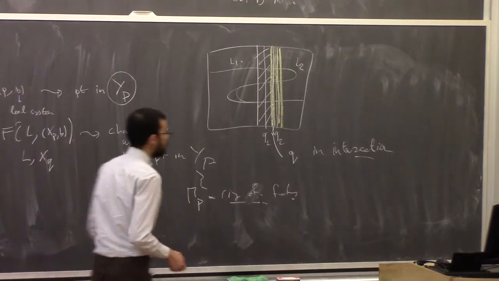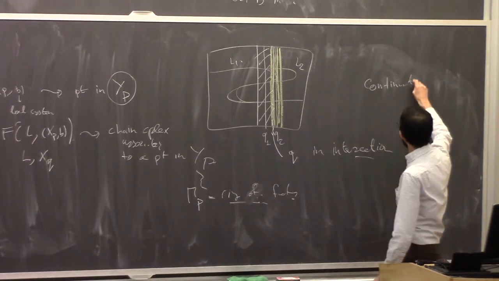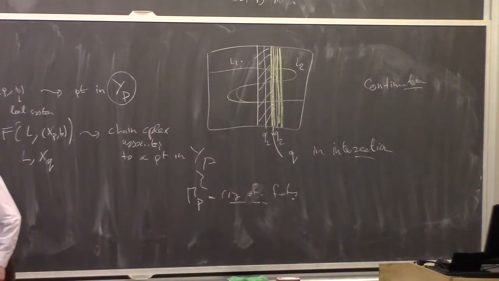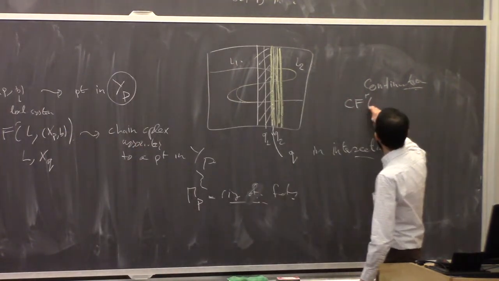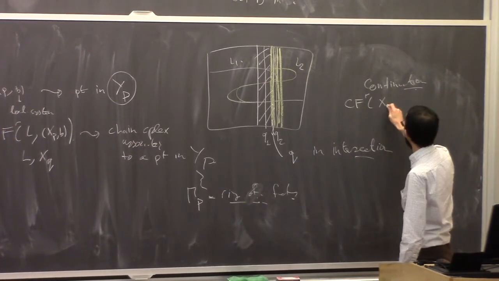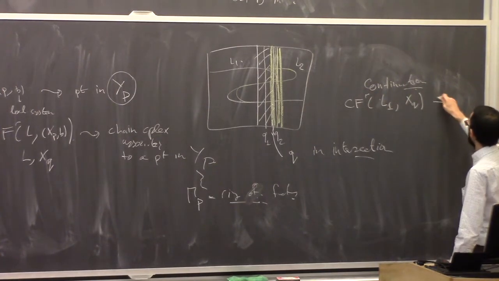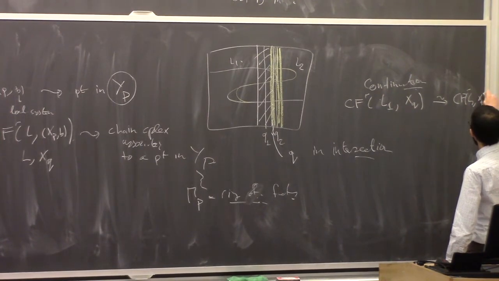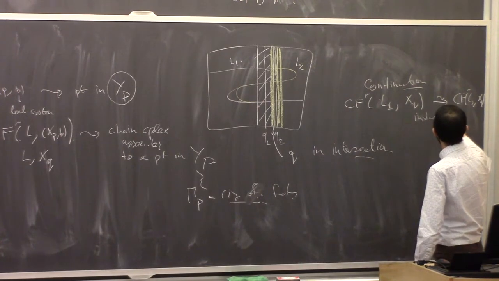Fortunately, we have machinery for doing this. It's called continuation maps. We have the statement that Floer theory is invariant under Hamiltonian isotopies. But it's not invariant on the nose. It just means there's some kind of chain map from CF*(L1, Q) to CF*(L2, Q), and it induces an isomorphism on homology.